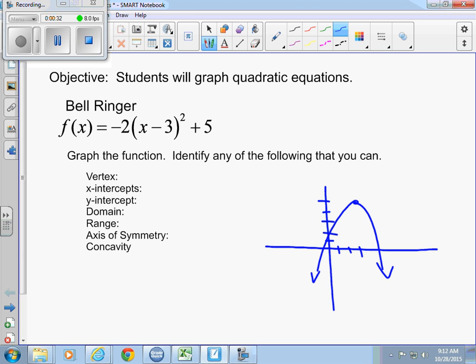In the world, what is the vertex? The peak. Good, that top point, or if we're opening the other way, the bottom point. So the vertex is that top point, the maximum or minimum value. You can find that in the calculator. I taught you how to do that yesterday, didn't I? And so what is the maximum?